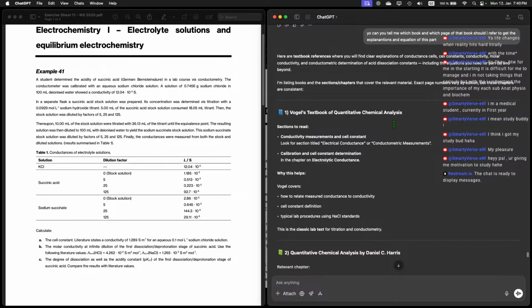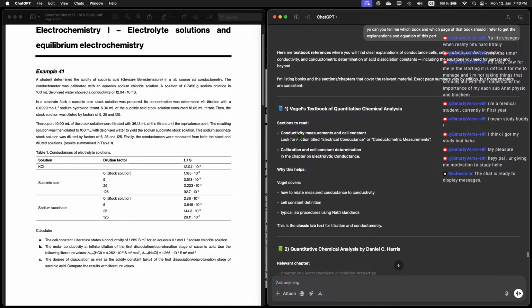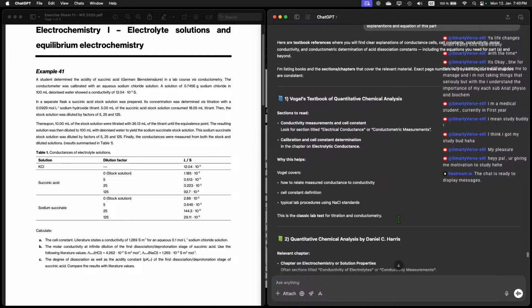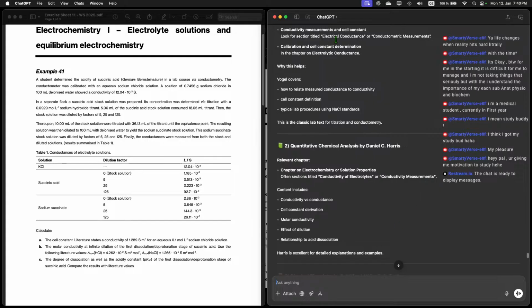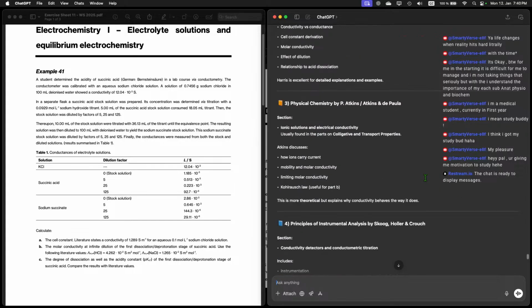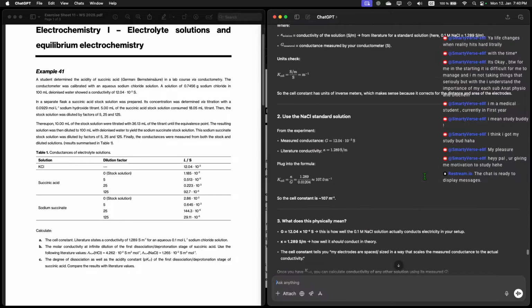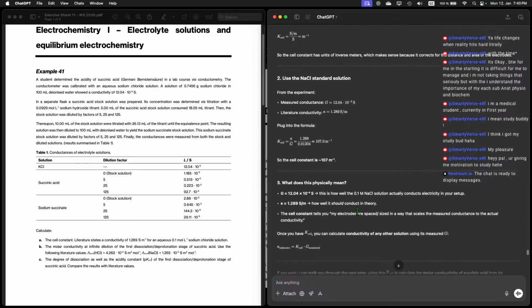Vogel's Textbook of Quantitative Chemical Analysis. Here are textbook references: quantitative conductivity measurements and cell constants. This is a classic lab text for titration and conductometry. When I study, I actually want to refer to books like these, but right now I ain't got no time. We're gonna go direct. The cell constant tells you about the electrodes.